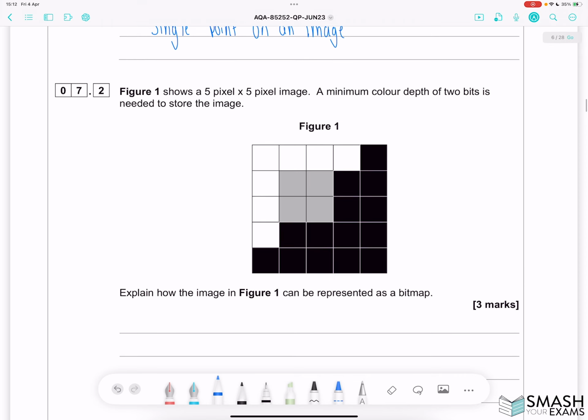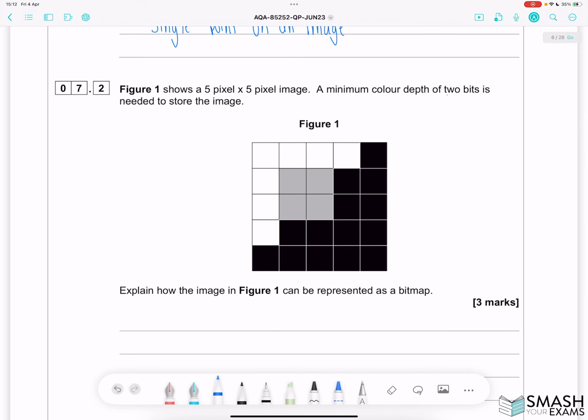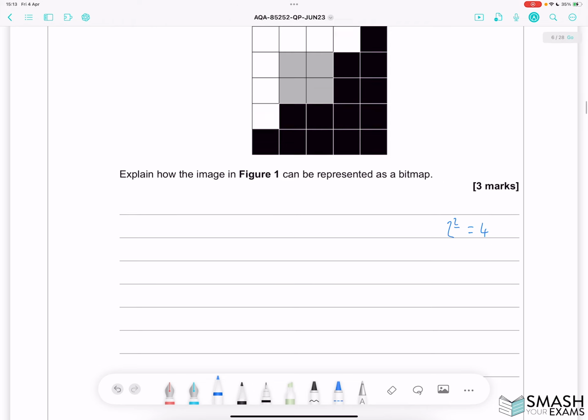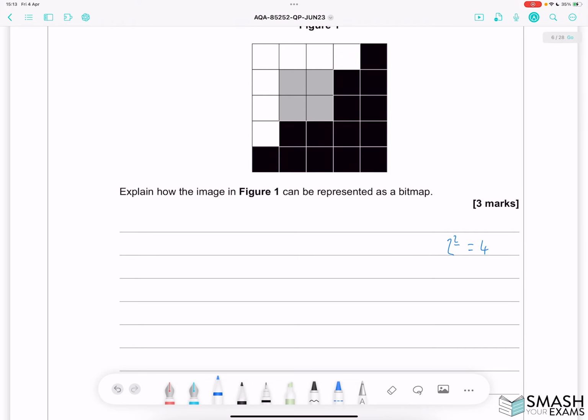It also told us in the question about the colour depth. So it's saying we've got a colour depth of 2 bits, 2 binary digits. So that means we can also explain that we understand what colour depth is. Because with colour depth, remember, it's 2 to the power of how many bits? So if we're using 2 bits, it's 2 to the power of 2, which is, of course, 4. So we can have 4 possible colours for our pixels in our image. So based on that, we can start to provide our answer.